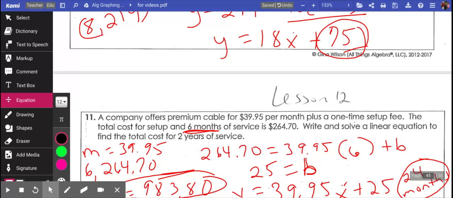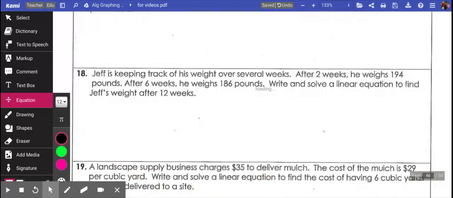If I can get this to move. Oh, there we go.